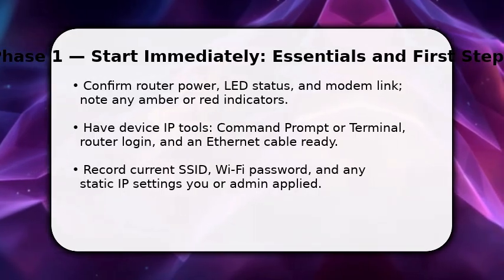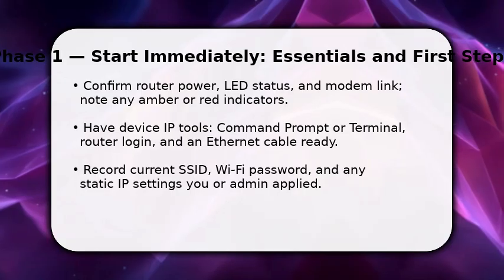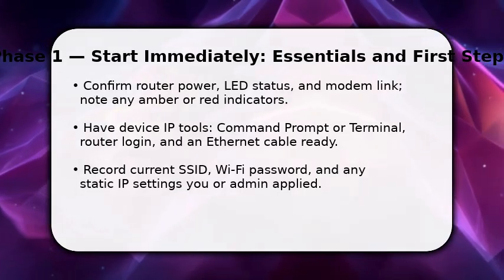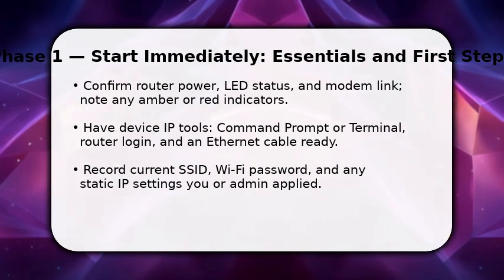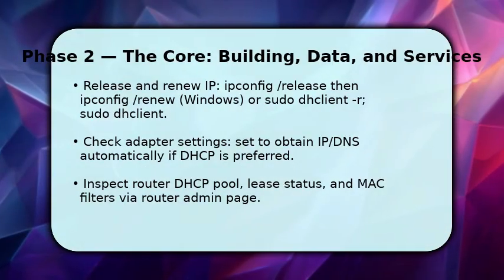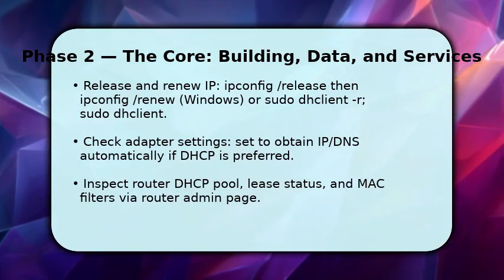Once done, note whether your device shows an APIPA address like 169.254.x.x. That tells you DHCP failed and directs the next steps. You now target DHCP and network adapters directly.